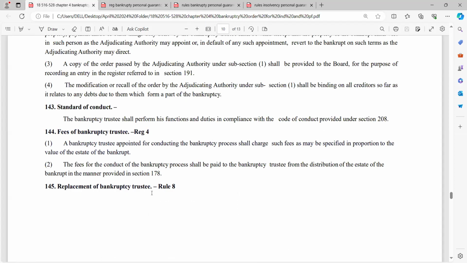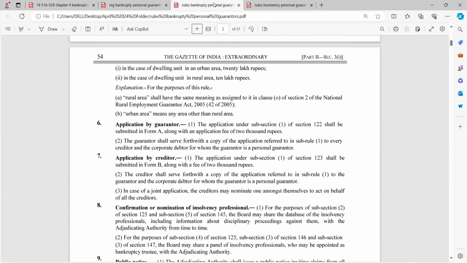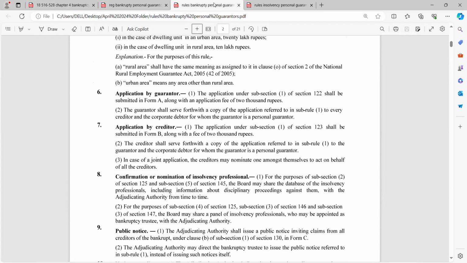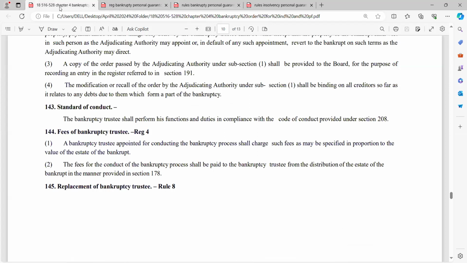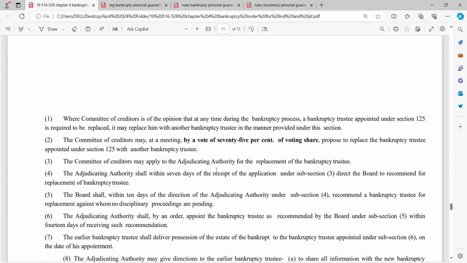नाउ रिप्लेसमेंट ऑफ बैंक्रप्सी ट्रस्टी, रूल 8. रूल 8 देख लेते हैं. रूल 8 क्या बोलता है. ये रूल 8 है हमारा, कंफर्मेशन और नॉमिनेशन ऑफ इंसॉल्वेंसी प्रोफेशनल. तो रिप्लेसमेंट के लिए एप्लीकेशन कौन लगा सकता है, वेयर द कमेटी ऑफ क्रेडिटर्स. ठीक है, तो कमेटी ऑफ क्रेडिटर्स ने बाई वोट ऑफ 75% ऑफ द वोट शेयर वो प्रपोजल देंगे इसमें.